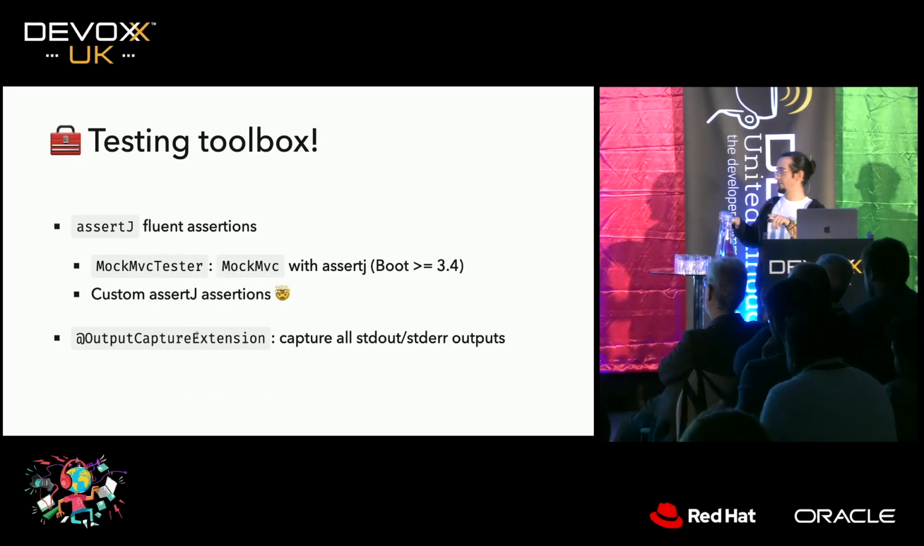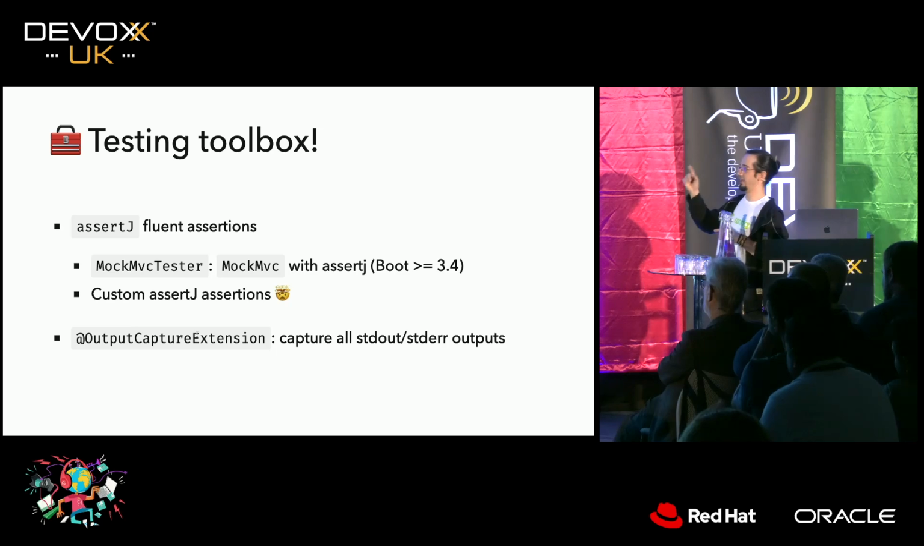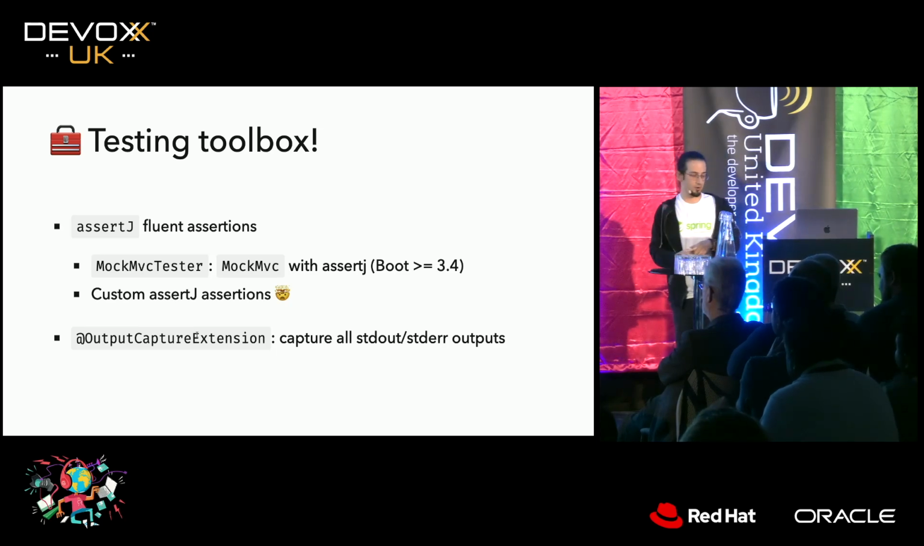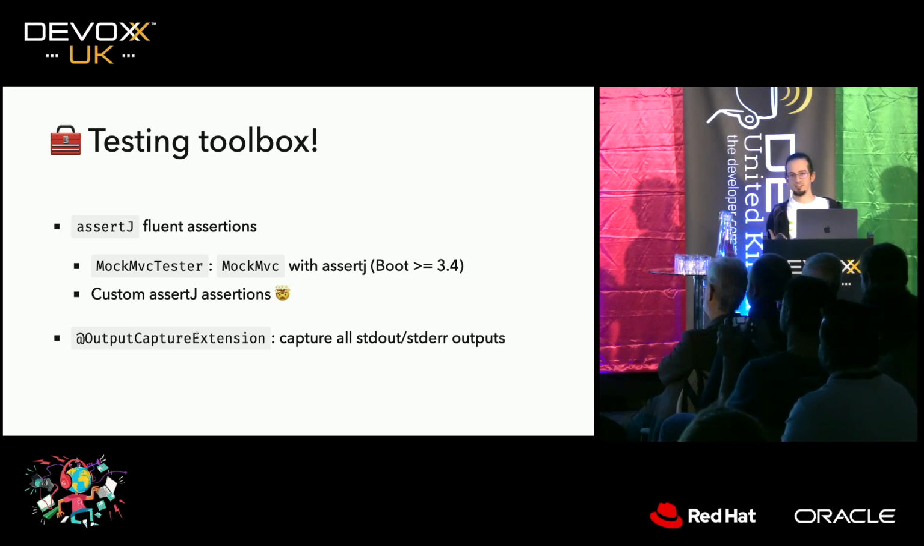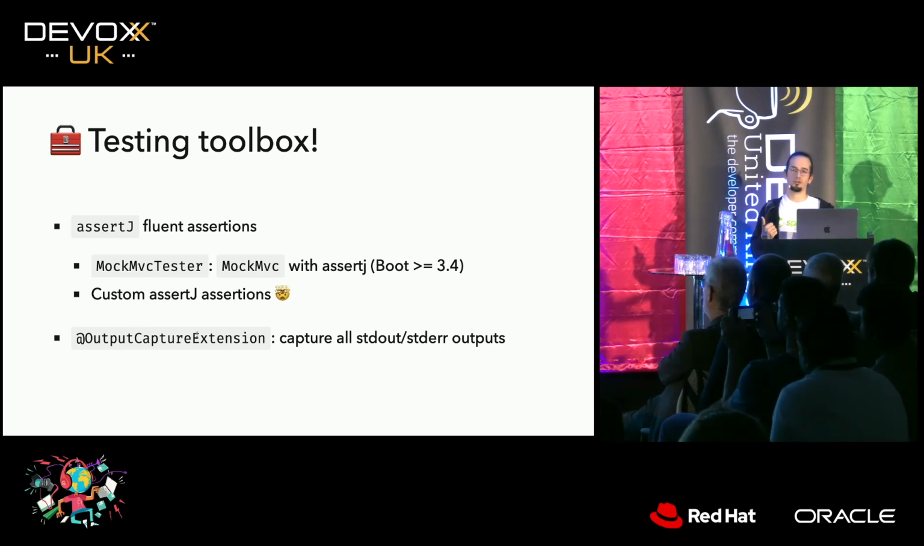So takeaways: AssertJ, great, fluent assertions. It's integrated with MockMvcTester. You can write your custom assertions. If you're going to write your custom assertions for two tests, that's probably not a good trade-off.